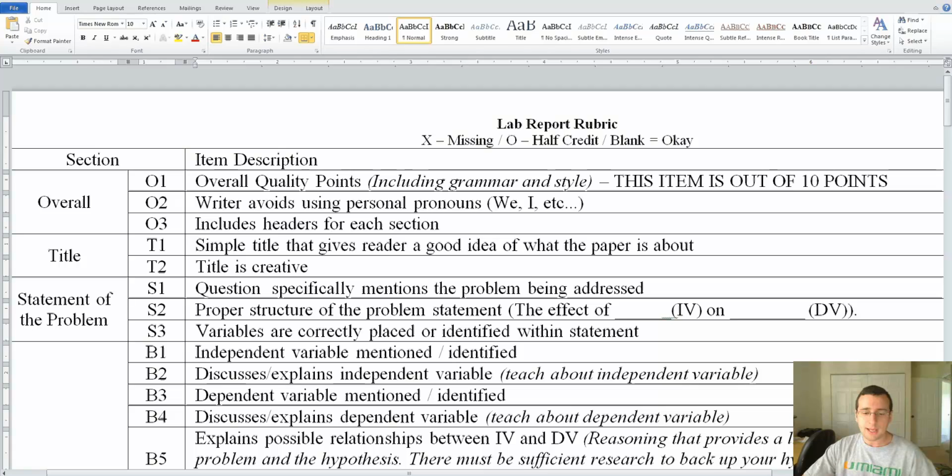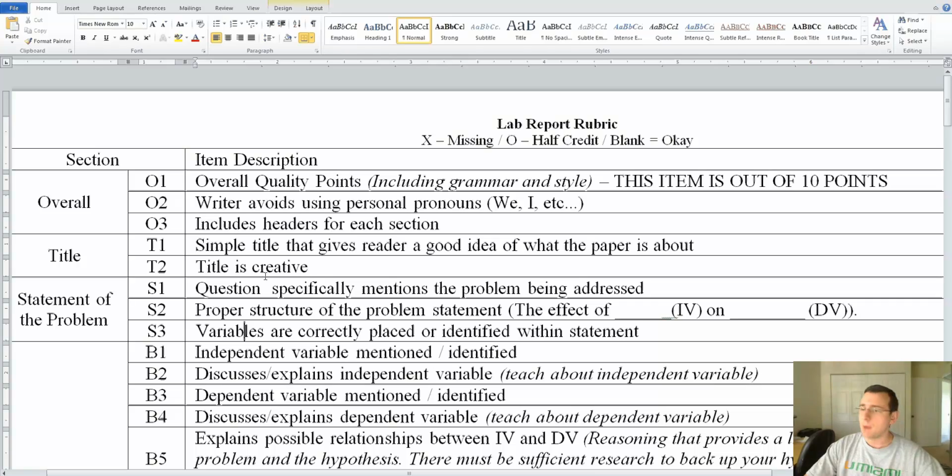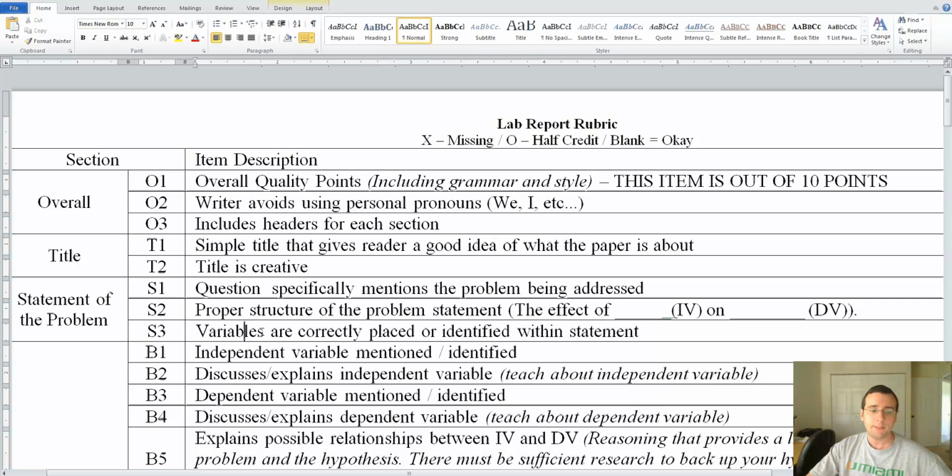Do you think by looking at her sample that she did that? I think absolutely she hit exactly where we're supposed to hit in here. Then you have a second point, which is saying it has to be the proper structure of the problem statement, the effect of blank on blank. So did she follow the proper structure? The effect of, then a blank, on, another blank. So that's exactly what she did. So she followed the correct structure, so she's going to get that point as well. And then the variables are correctly placed or identified within the statement. In other words, you put the right thing on the right blank.